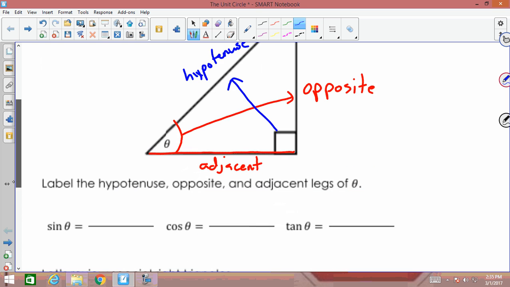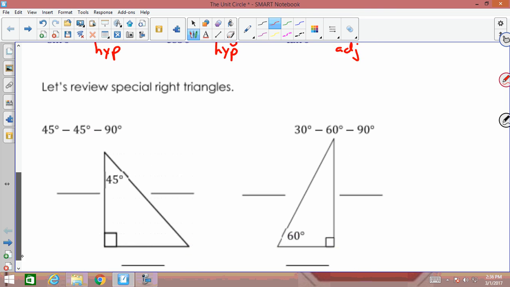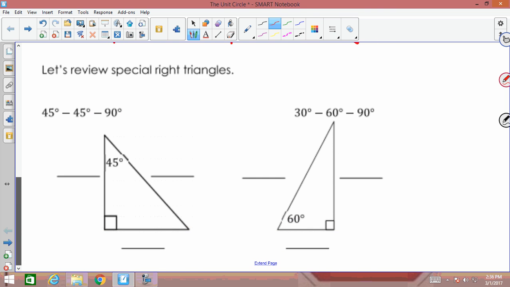Okay. Remember our trig functions: sine is opposite over hypotenuse. Cosine is adjacent over hypotenuse. And tangent is always opposite over adjacent. And we have our special right triangles that we have to deal with. So you have to know these to be able to move on to our next thing.